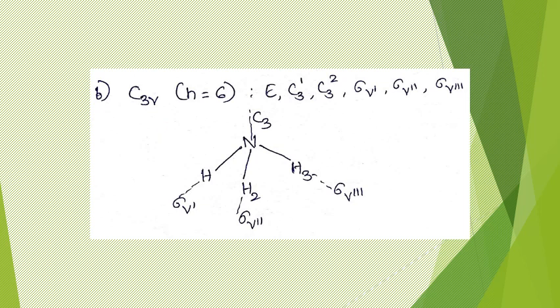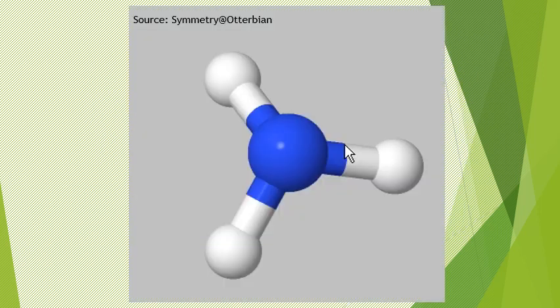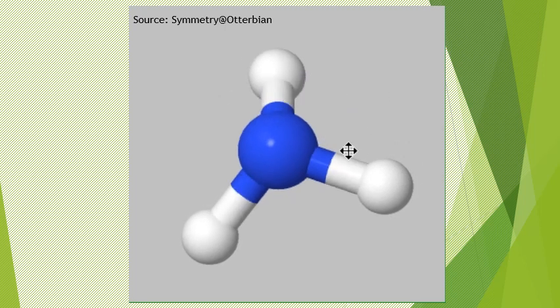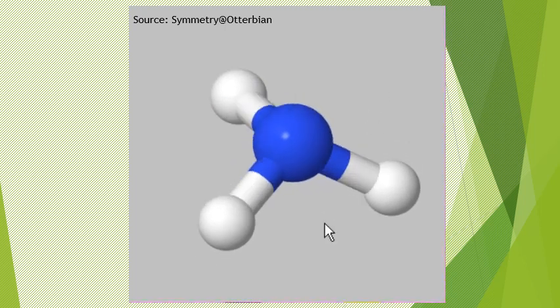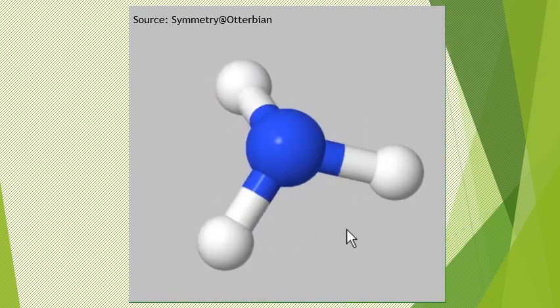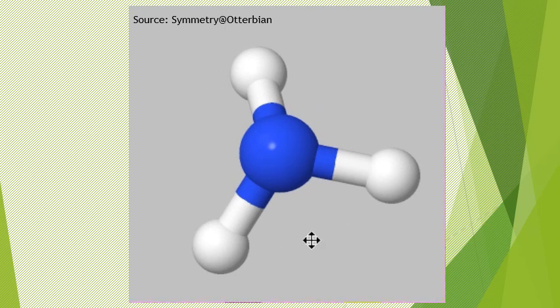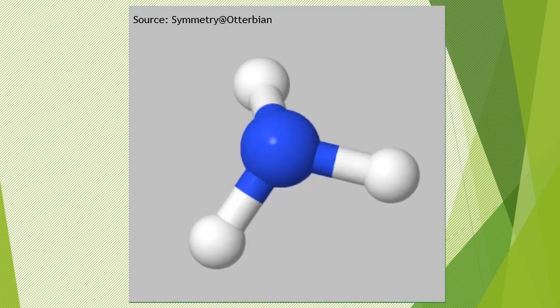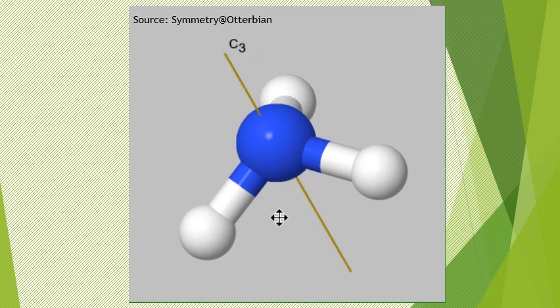Let's see that in animation. This is the ammonia molecule in its 3D form. Now, as I have mentioned in the 2D diagram, in this case we have a C3 axis that can be easily understood. This is the C3 axis.